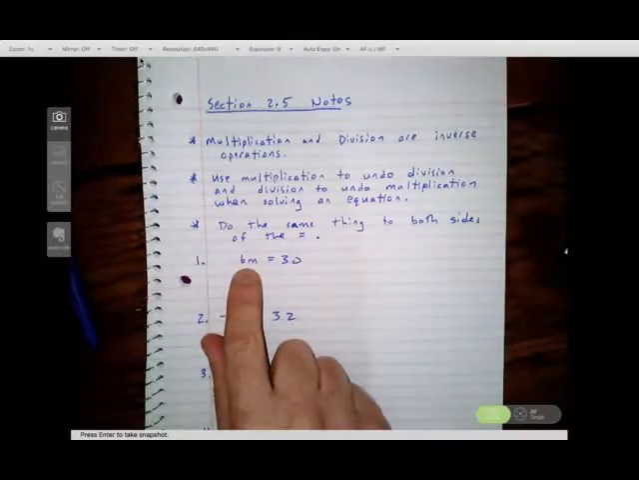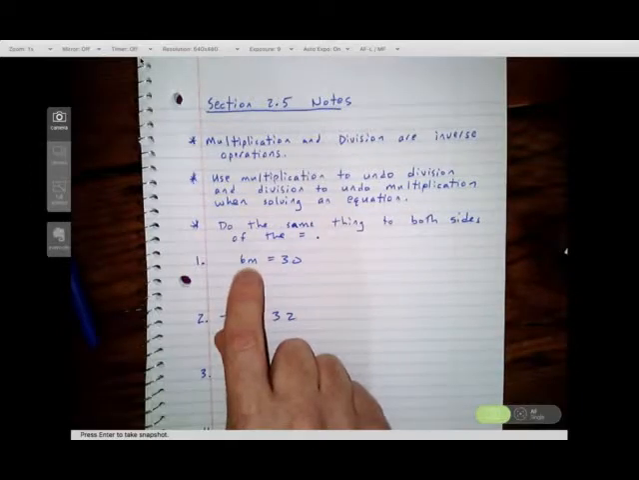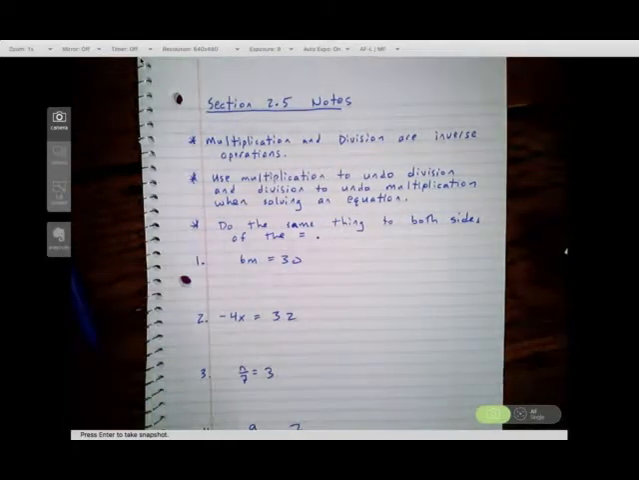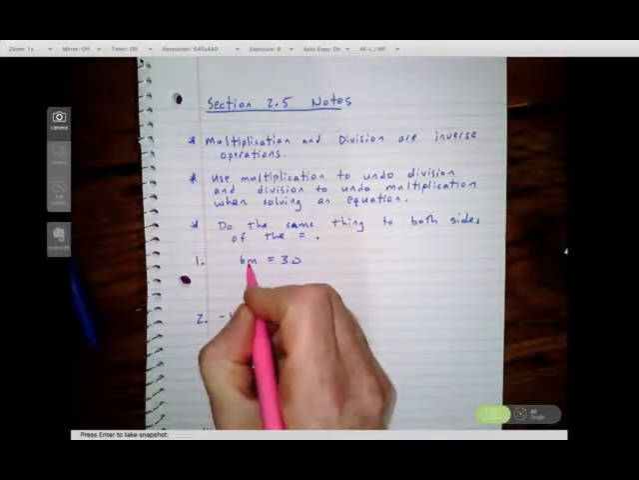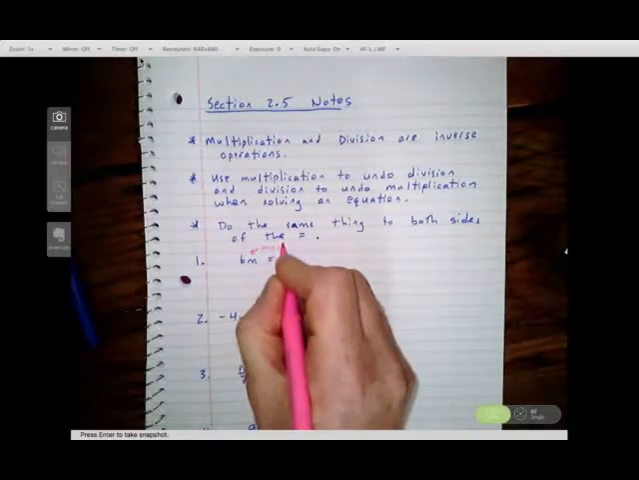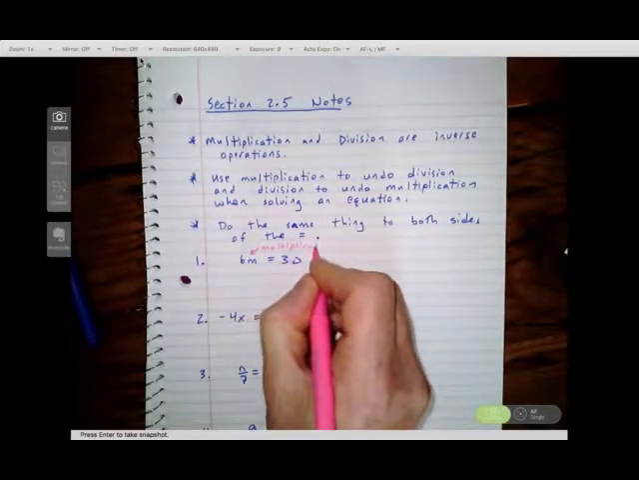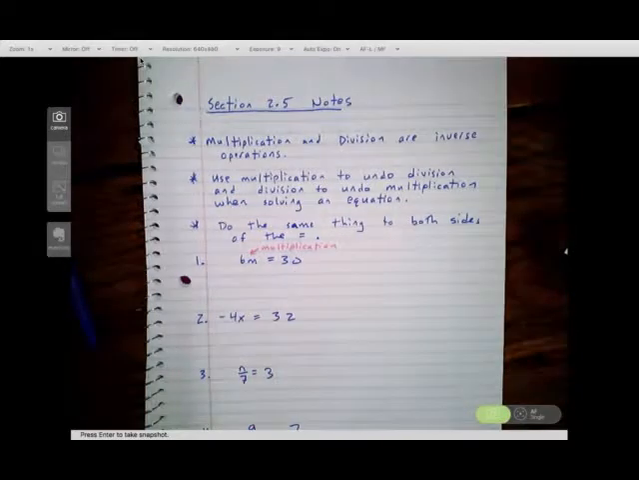Okay, so here's the first one, 6m equals 30. When it's written this way, this is multiplication. There's no adding or subtracting signs in there. It's just a number right next to the variable. Whenever you see that, that's multiplication. So this says 6 times some number m is 30. Most of you can do that in your head and tell me the answer is 5.